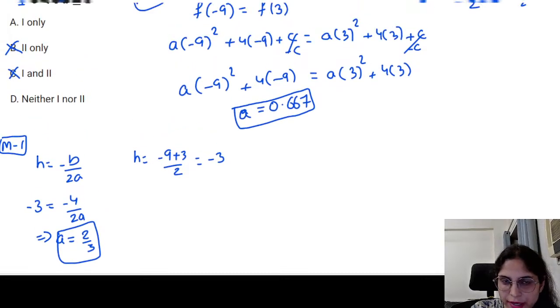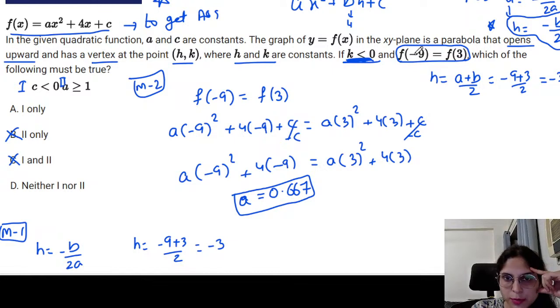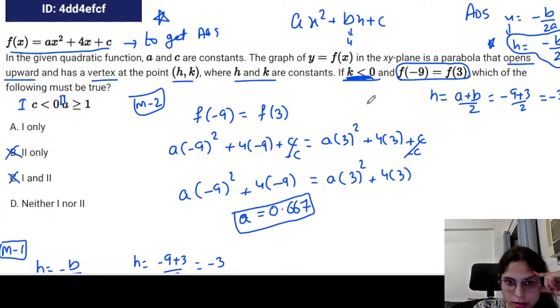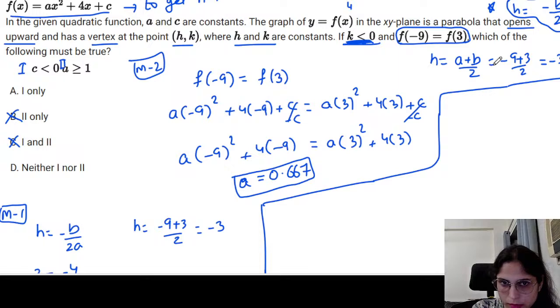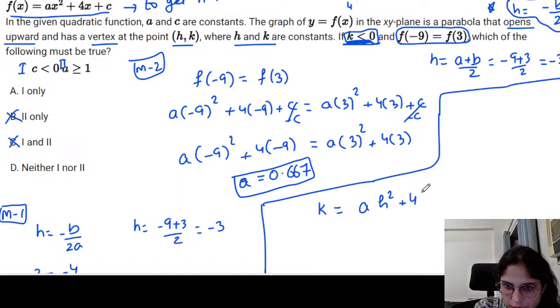Alright, these are two different methods of finding the value of a. Either you can exploit this thing that f of negative 9 is f of 3, or you can get the value of h from here and the value of h from here, axis of symmetry. But now to get c, there is only one option. k is less than 0 and h comma k, and you will have to find h eventually, so that is why I prefer method 1. So your h is negative 3. So that means k is going to be equal to a times h squared plus 4 times h plus c.